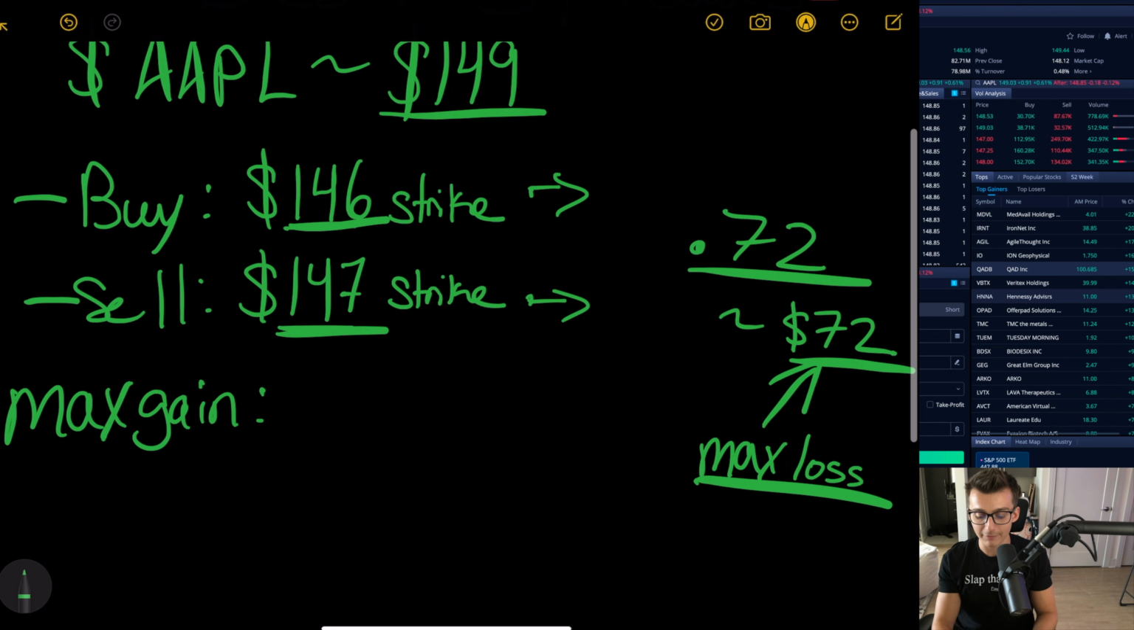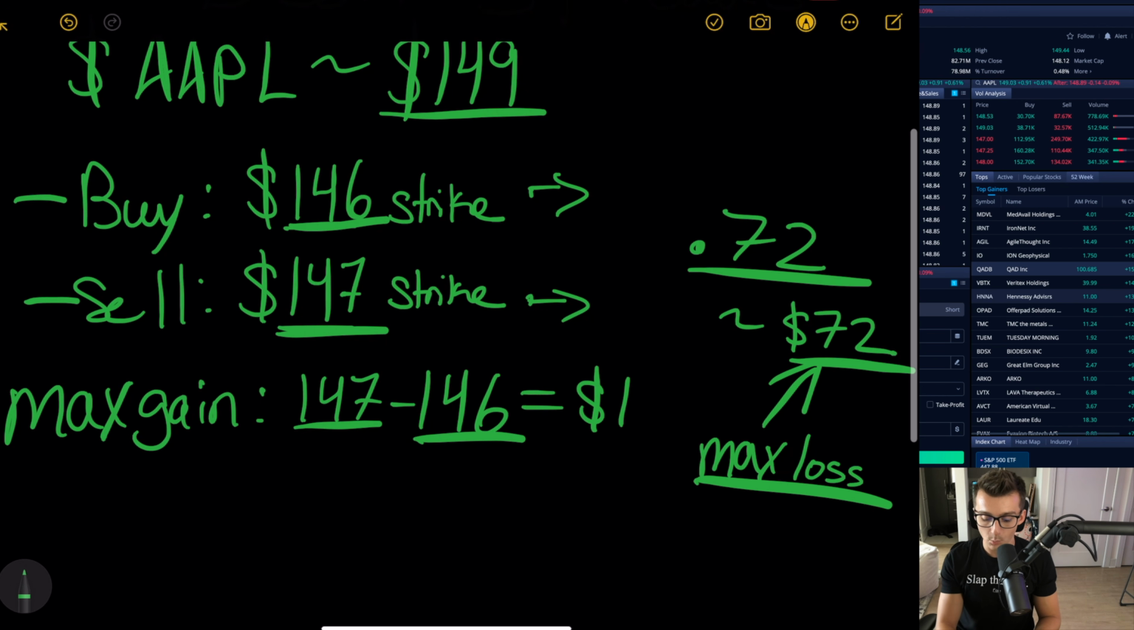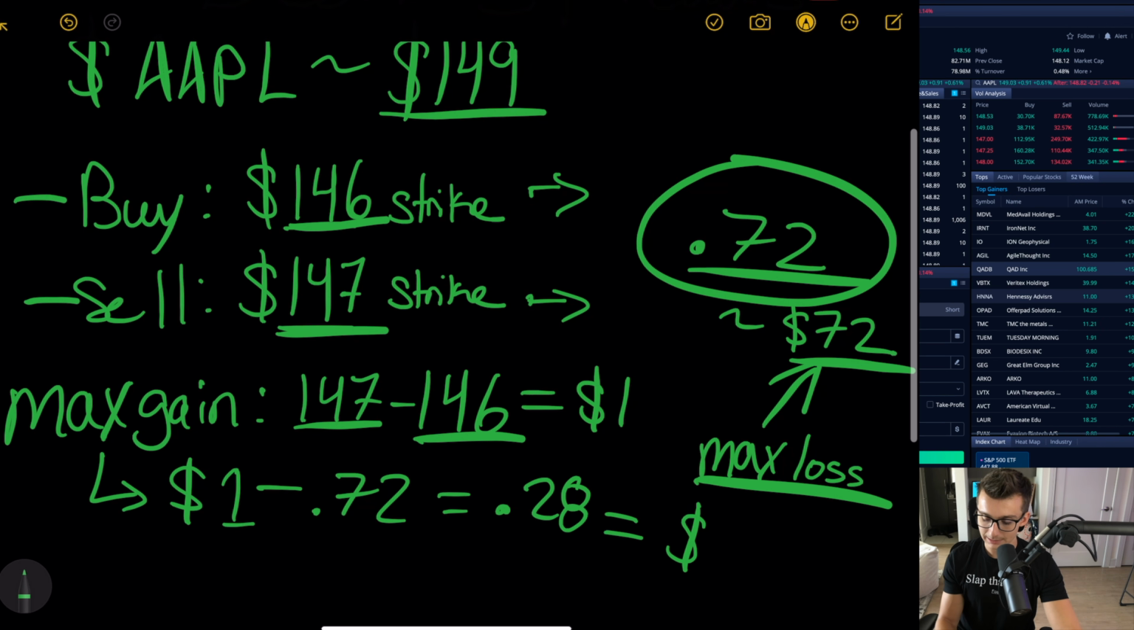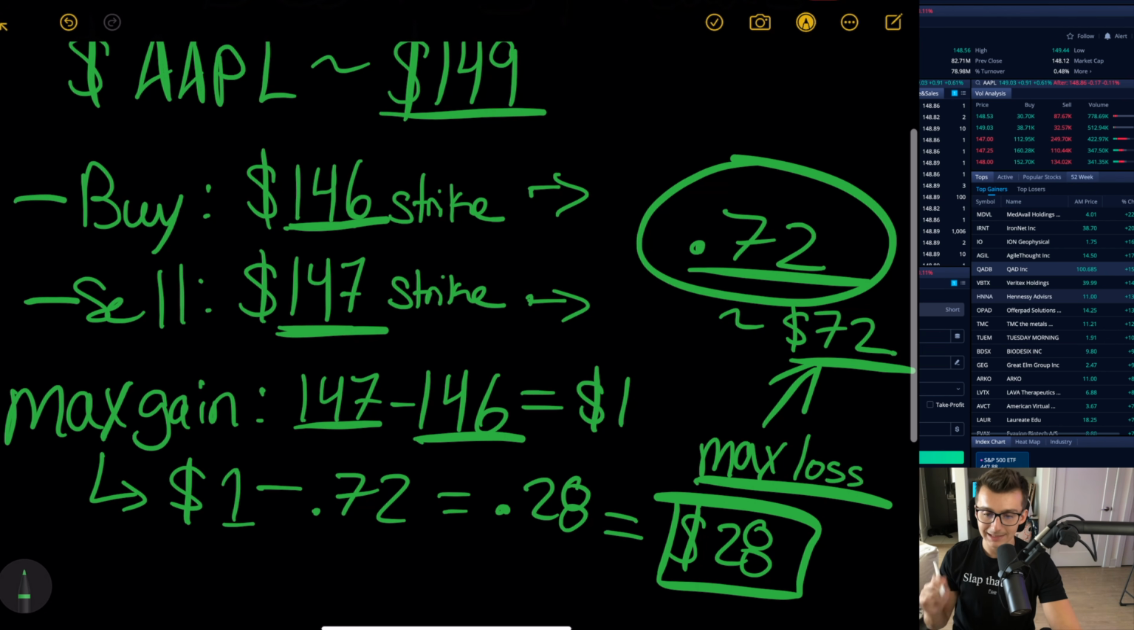So right now we have a 147 minus the 146, okay? You take the strike price that you sold right here, the 147, you subtract the 146 strike price, that's going to give us $1, okay? You take that $1 and then you subtract your debit, which is up here. You then subtract that 0.72 cents. This ends up giving us a max gain of 0.28, which is equal to $28 per contract, per spread, okay? That is our max gain.